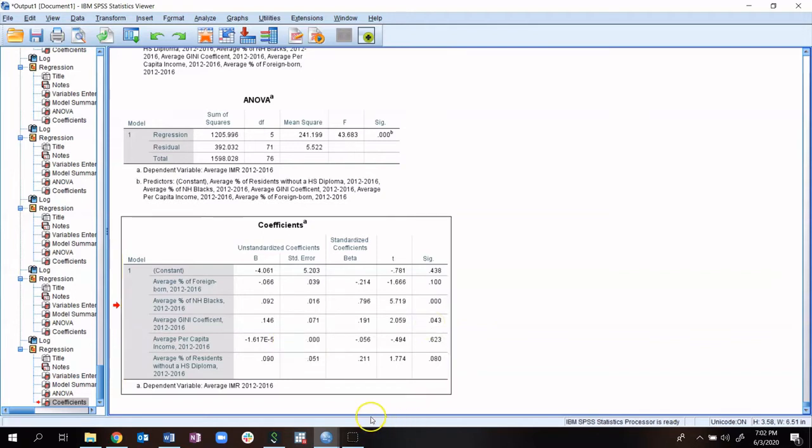But what's also interesting about this is that average percent of foreign born and average per capita income become non-significant.